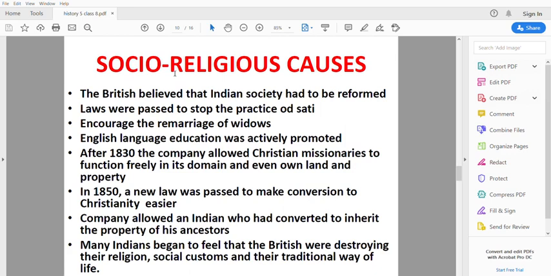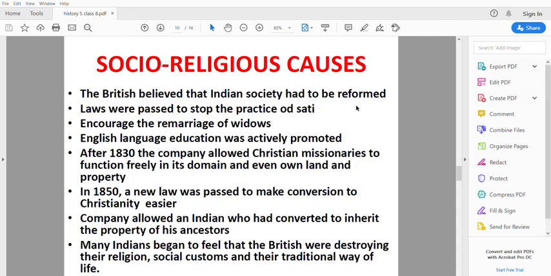The next reason for the revolt was the socio-religious cause. The British believed that Indian society had to be reformed. Laws were passed to stop the practice of sati. The sati system was to be banned, and remarriage was encouraged. English language education was actively promoted.